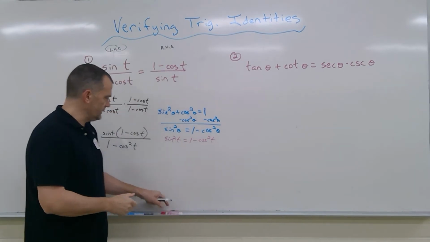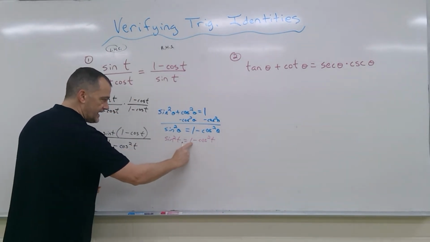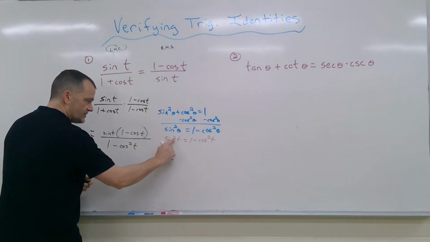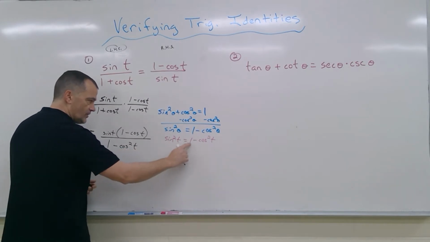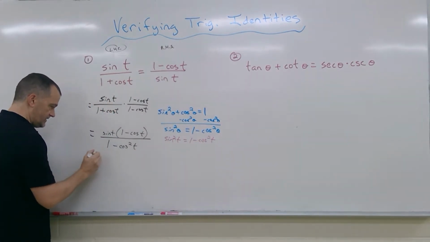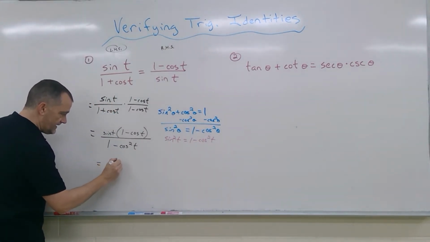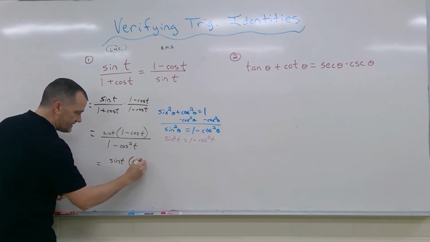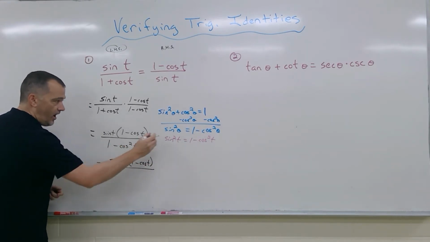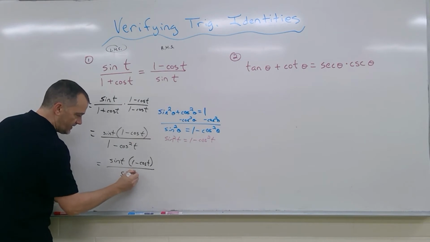That variable is irrelevant. So what happens is I can now substitute the sine squared of t in the place of 1 minus the cosine squared of t, and I'm left with the sine of t times 1 minus the cosine of t, the numerator, all divided by the sine squared of t.